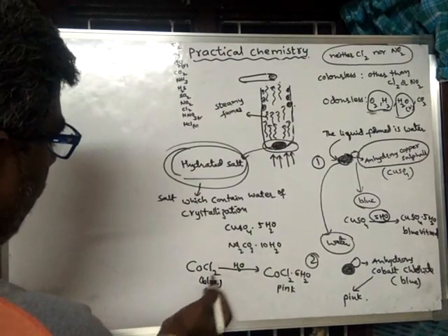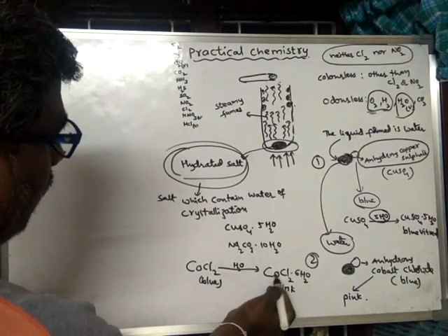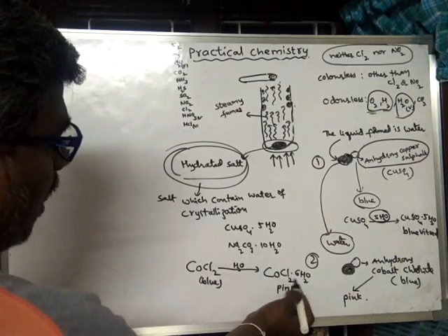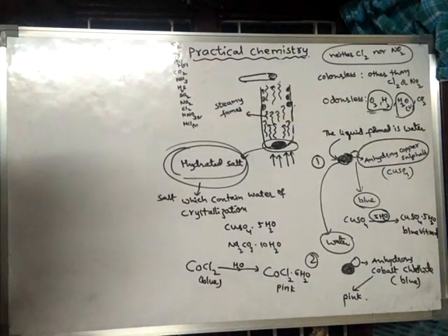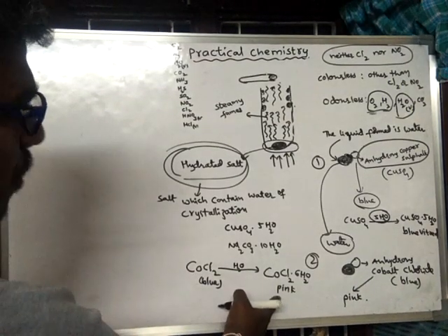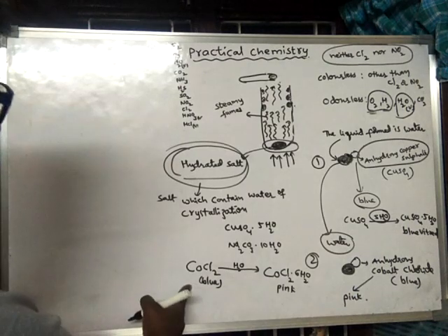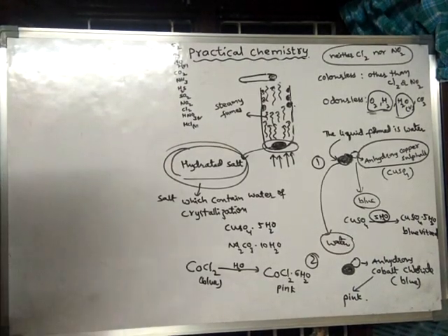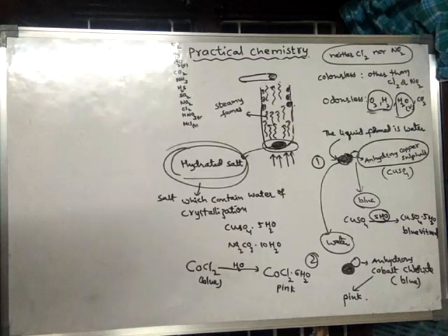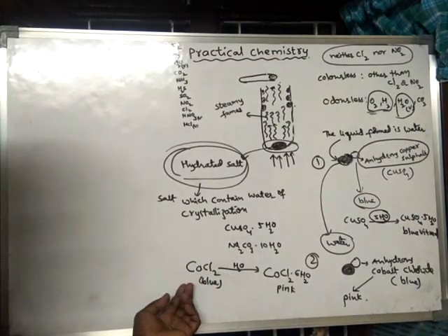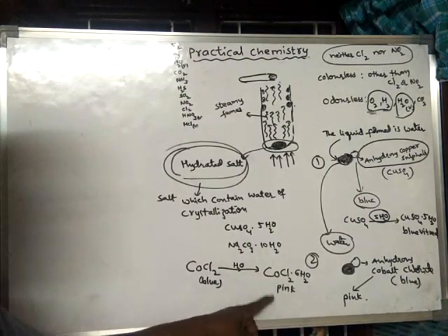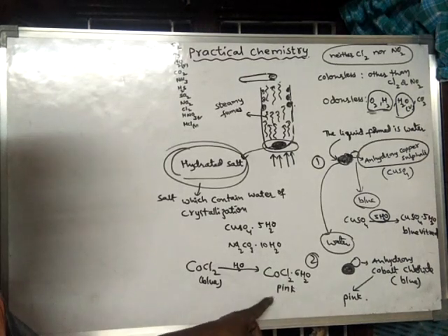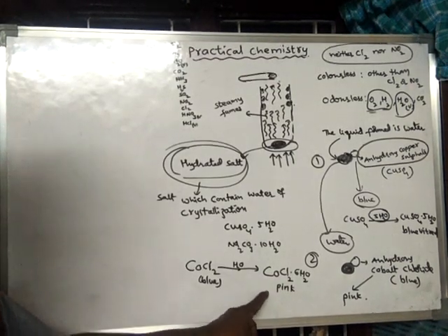Because this anhydrous cobalt chloride will absorb the moisture and convert into hydrated cobalt chloride. This is anhydrous cobalt chloride and this is hydrated cobalt chloride. The color of hydrated cobalt chloride is pink. When anhydrous cobalt chloride is brought in contact with moisture or water, it simply absorbs moisture, and the blue color is changed to pink upon absorbing. This is the formula of this pink hydrated cobalt chloride.